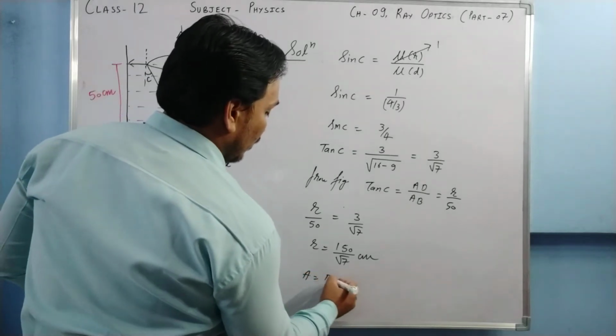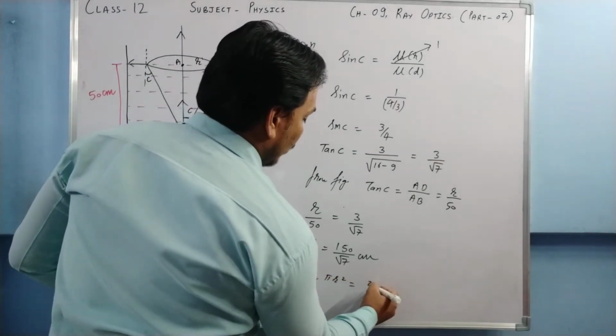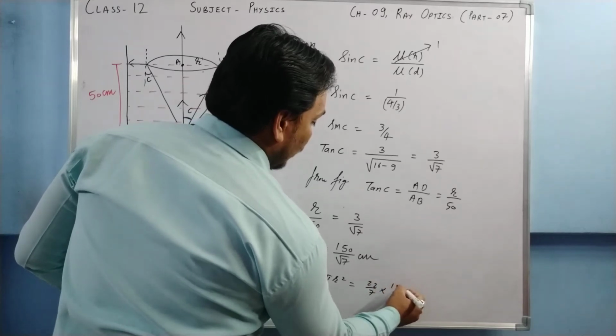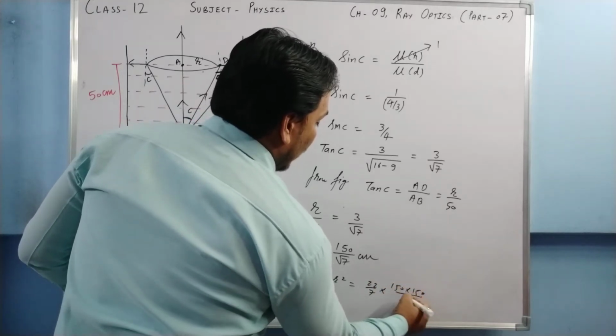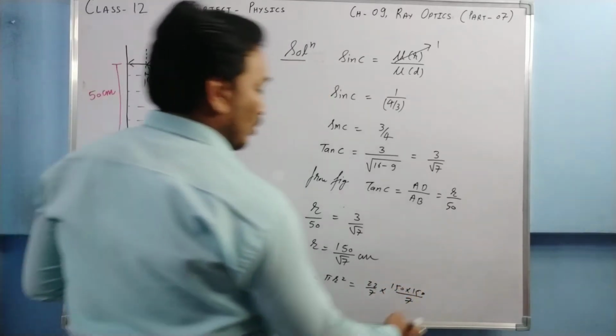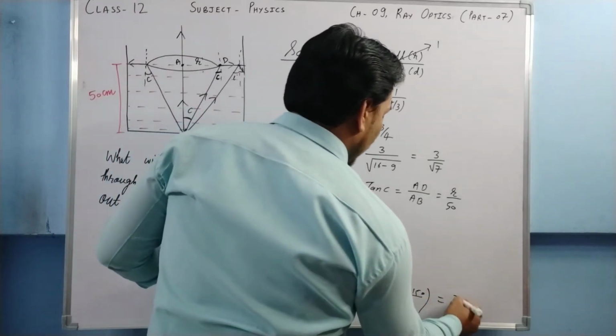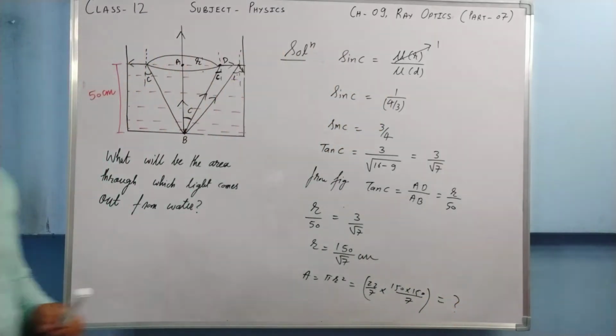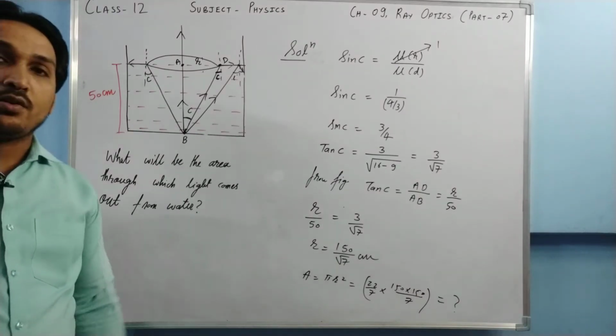Area will be equal to what? Pi r square. Pi is equal to 22 by 7. R square is 150 multiplied by 150 upon under root 7 square, it is 7. So now if we multiply all this, we are going to have our answer. I hope you can multiply and give your answer. So this is the solution of the question given.